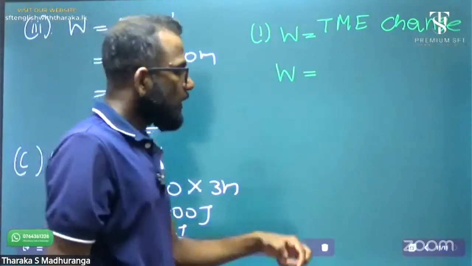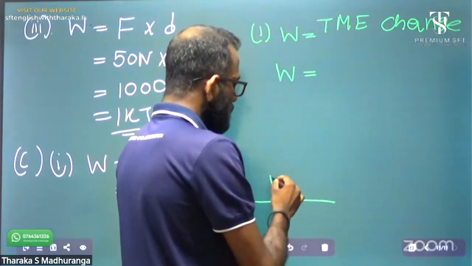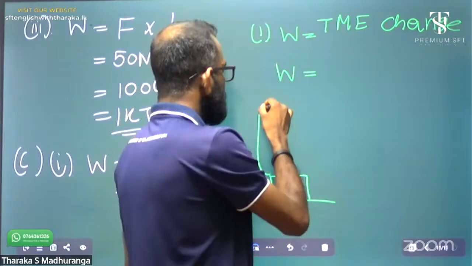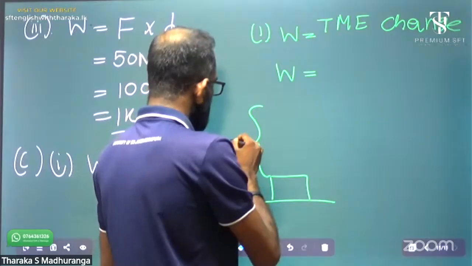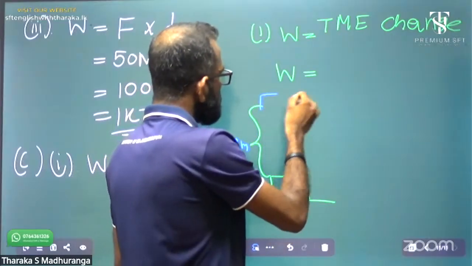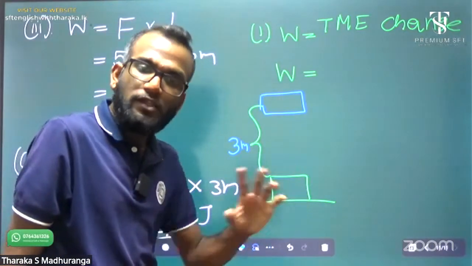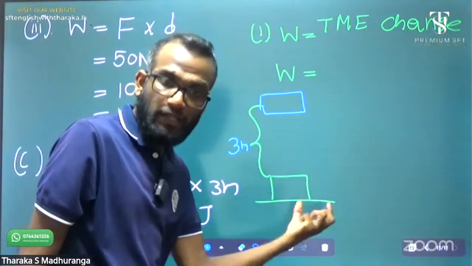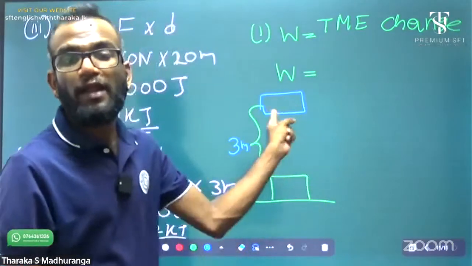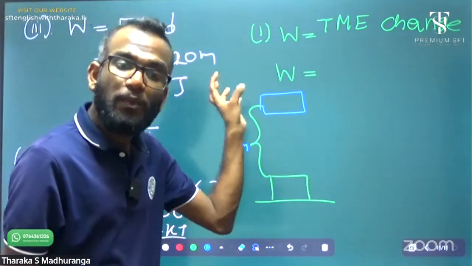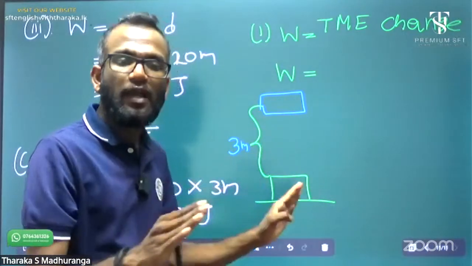Think initially at ground level. This is an object. It's lifting to a point 3 meter above. Now at ground level, what is the total mechanical energy? We don't have potential energy, 0, and the kinetic energy is at rest, 0. Therefore, at ground level, there is no total mechanical energy. At this point, it has only potential energy, velocity 0. Therefore, no kinetic energy.